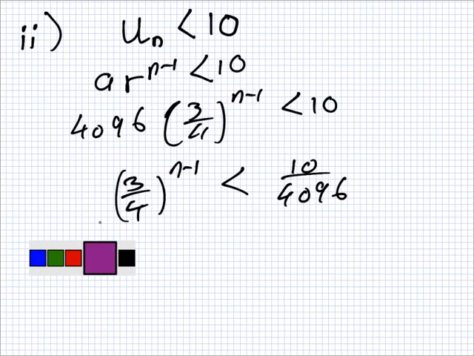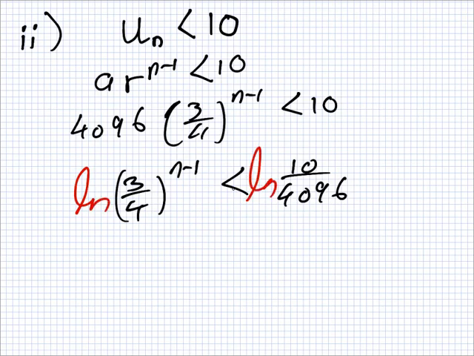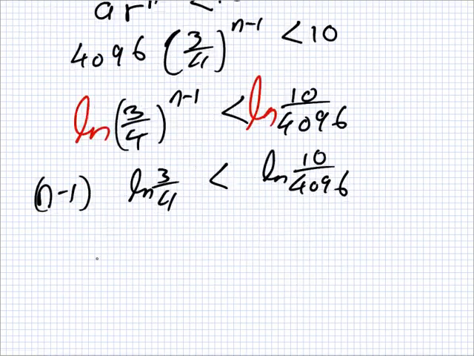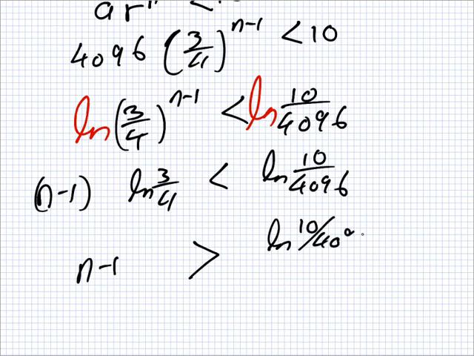What should I do to get the n down? Should put a log on both sides, shouldn't I? Yes. So I get n minus 1 log 3/4 should be less than log 10 over 4096. N minus 1 should be greater than log 10 over 4096. Why is it greater? Yeah, tell me why, KJ. You didn't change sign. I did. Type in log of 3/4 on your calculator. What's log of 3/4? Minus. Yep.